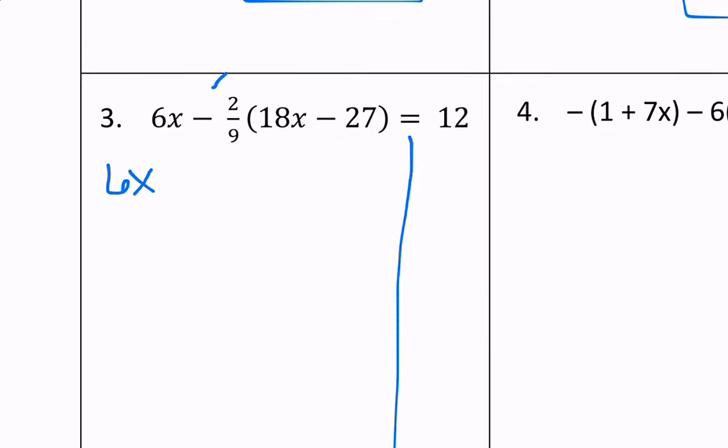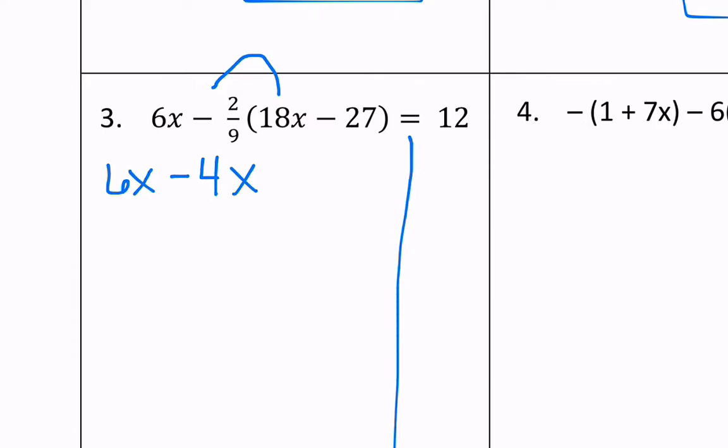So first I'm going to take negative 2 over 9, and I'm going to multiply it by 18x. Remember, don't be freaked out by fractions. You can totally type it into your calculator. Negative 2 over 9 times 18x comes out to be a negative 4. So I'm going to write it as minus 4. And I'm not going to forget my x.